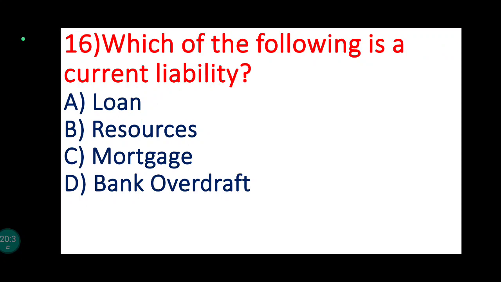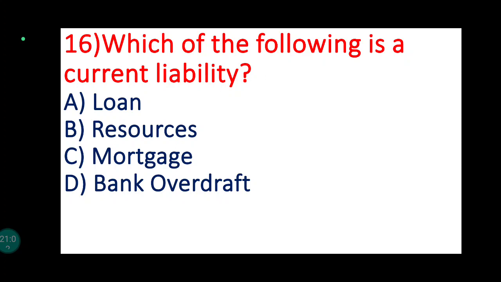Next one, point number 16. Which of the following is a current liability? See, liability means what? They are claims against the assets of a business. Liability means the business owes something to a third party. The amount is payable to a third party. Now here it is given current liability. Which of the following is a current liability?